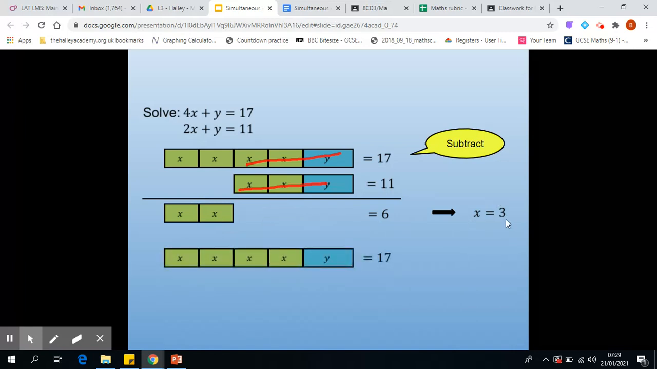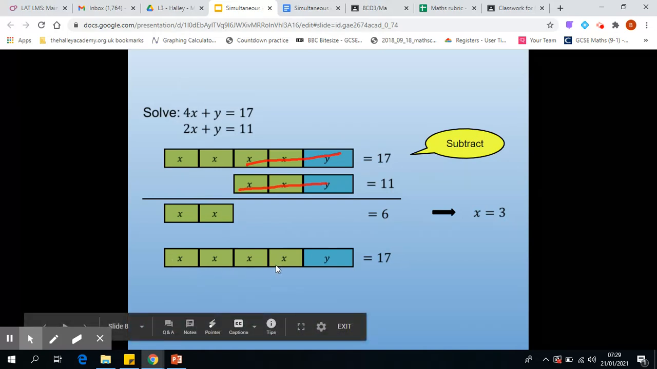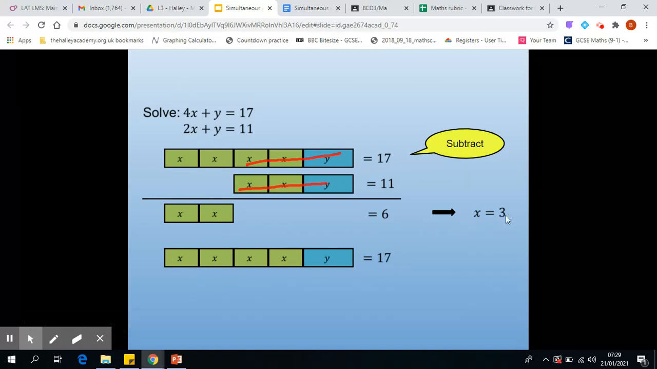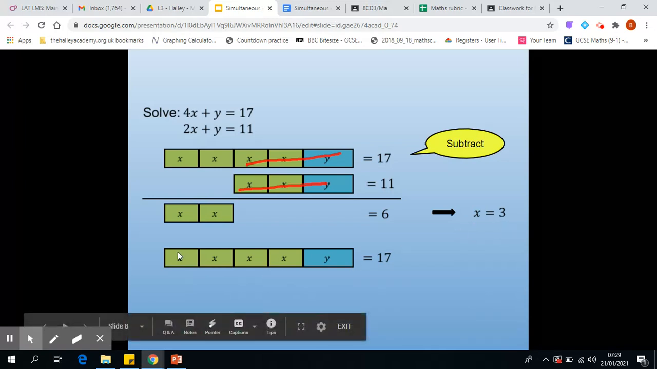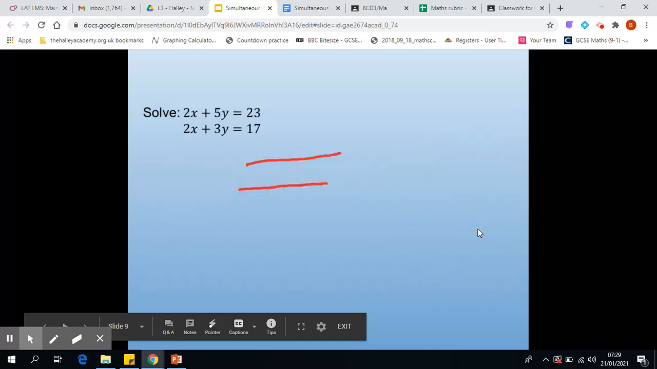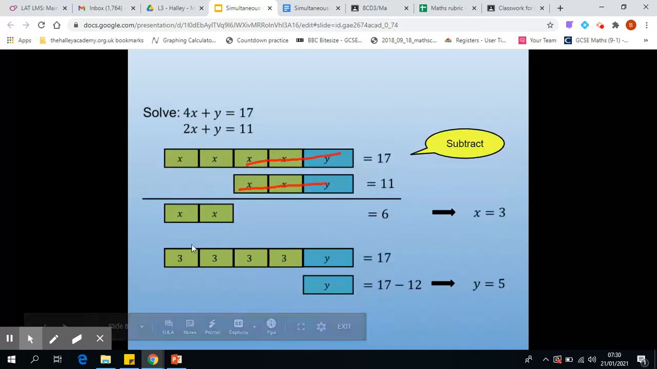Once we have the value of x, which is equal to 3, I'm taking the first one, representing the bar model. We know the value of x is 3. I can substitute it, and now we can easily find the value of y. 3 times 4 gives us 12. 17 take away 12 is 5. Hence, the value of y is equal to 5.